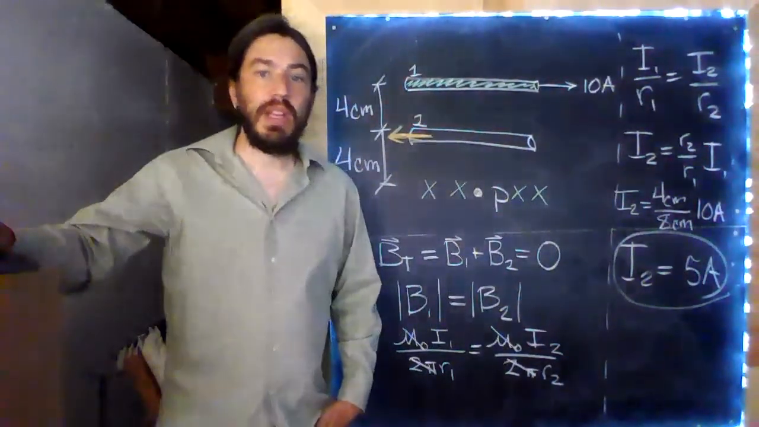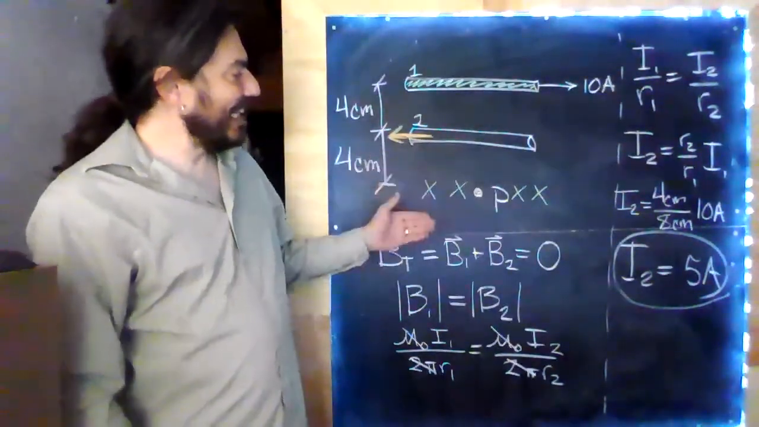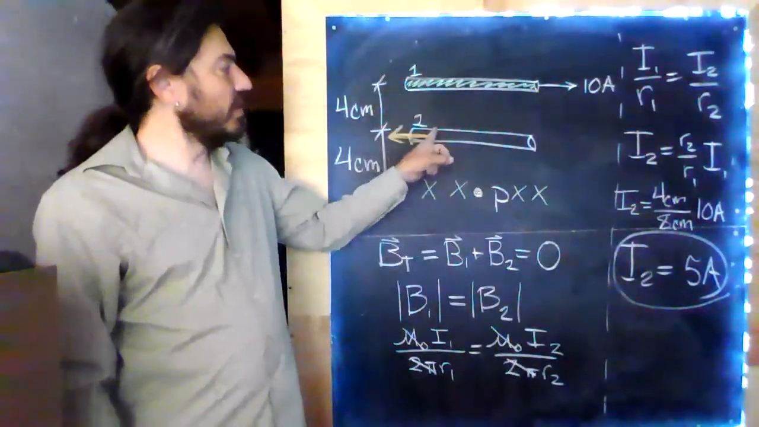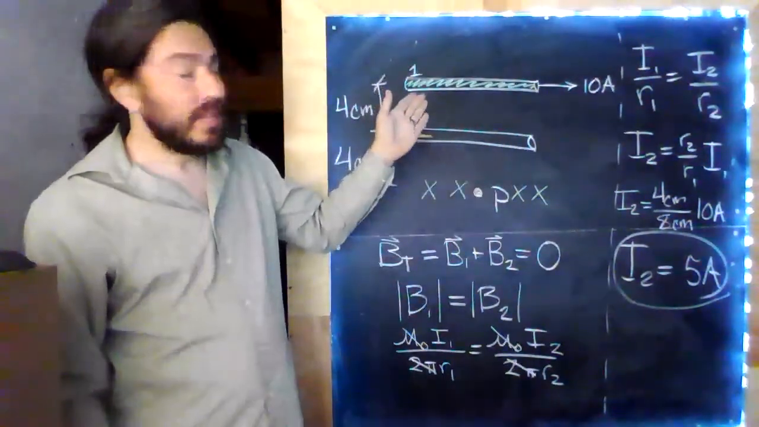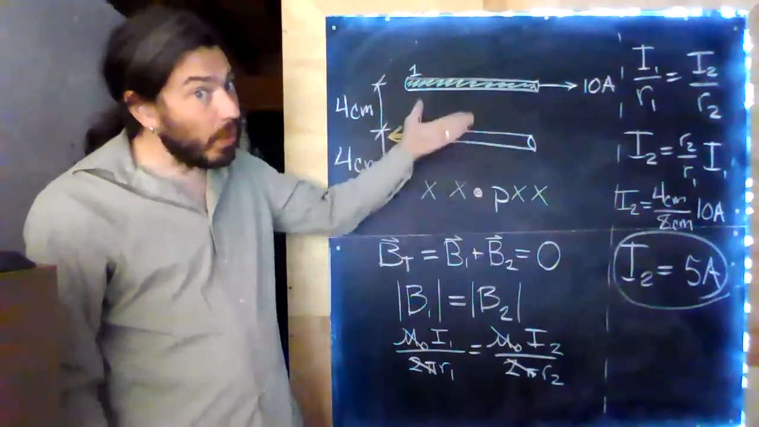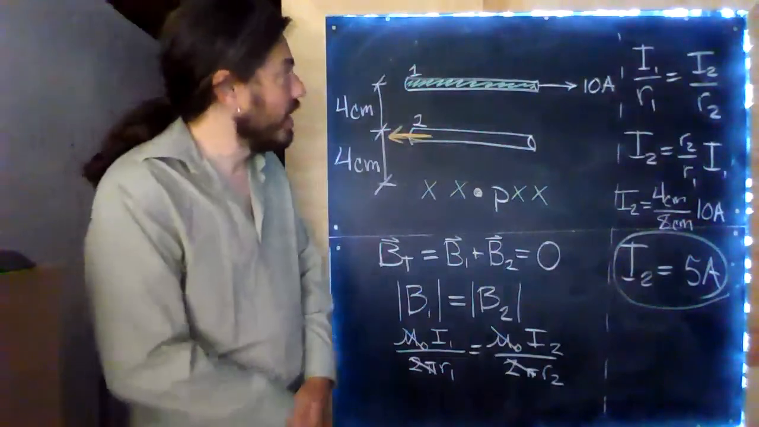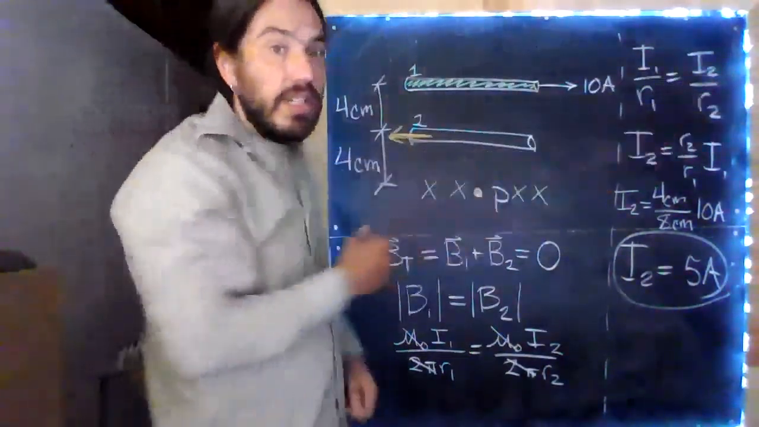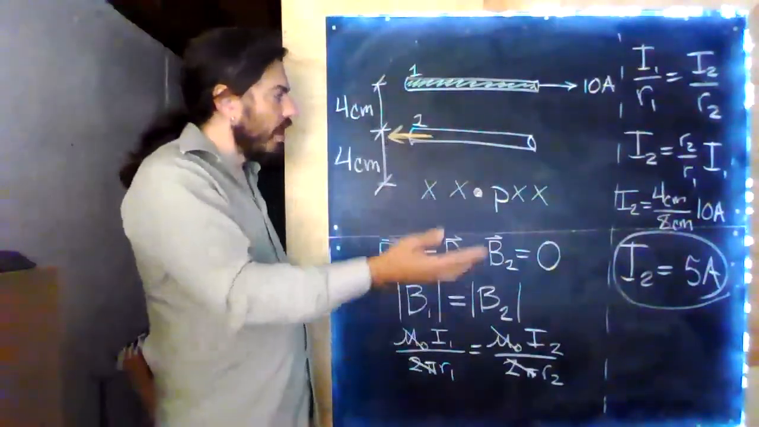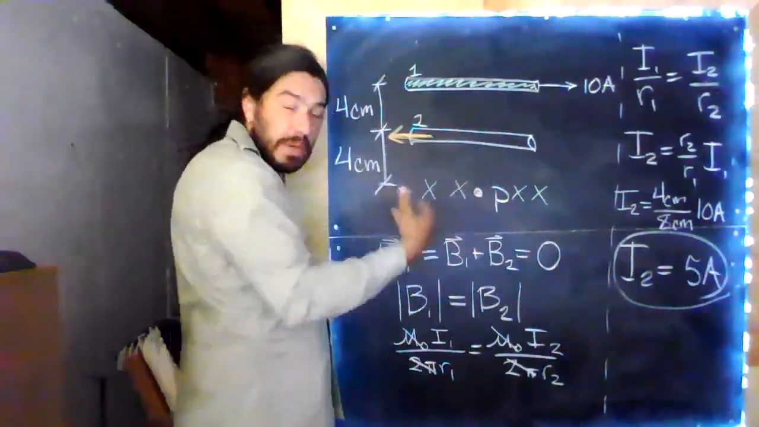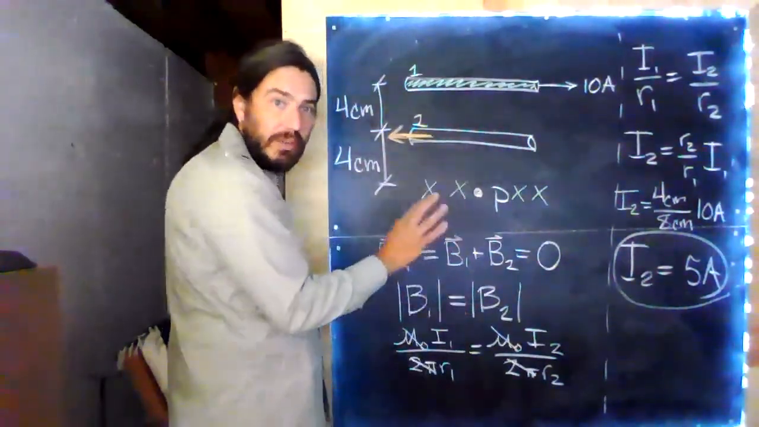Well, let's peek at this and see if it makes sense. In order for the vectors to cancel, the field due to wire number 2 had to be in the opposite direction from the field due to wire number 1. Since I'm on the same side of both wires, I'm below both wires, that means that the current had to be in the opposite direction. So we have I1 in this direction and I2 in this direction. Now, in order for them to cancel, the directions have to be opposite, yes, but the magnitudes have to be equal. That's the only way they can cancel.